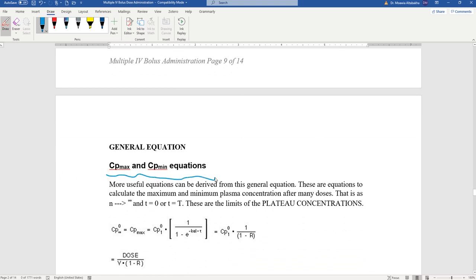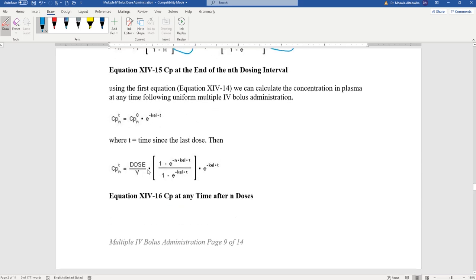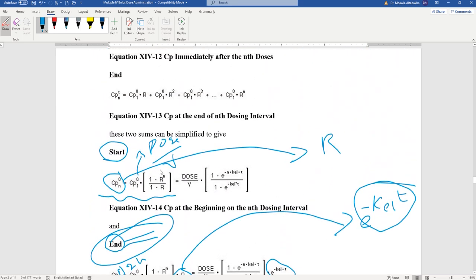Now we will talk about the steady state. What is the other term for steady state? The plateau. The steady state where we need to calculate Cp max and Cp minimum. And what is the other term for Cp minimum? The other term we said is the trough concentration at steady state. Clear? When are we going to reach maximum concentration? You will reach maximum concentration when you are at steady state and you are giving a dose. After you give a dose at steady state, you get the maximum concentration.